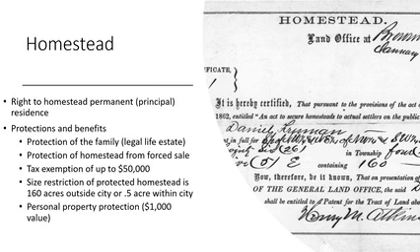But, for example, if you have run up a hospital bill, credit cards, things such as that, boats, student loans, they can't force you to sell your homestead. That's what's protected. There are tax exemptions up to $50,000 from your assessed value. There are size restrictions of a protected homestead. It's 160 acres outside the city and a half acre within the city. And then there's some personal property protection of $1,000.